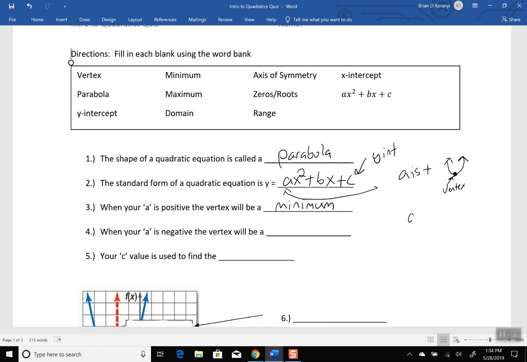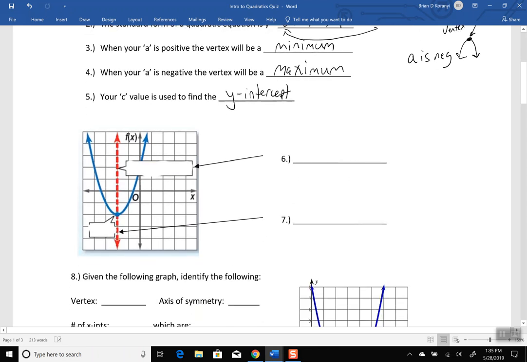And if your a is negative, the graph reflects and it opens down, and your vertex is now a maximum, the highest point. And your c value is used to find the y-intercept. This line right here is called the axis of symmetry. It cuts your graph into two equal pieces.